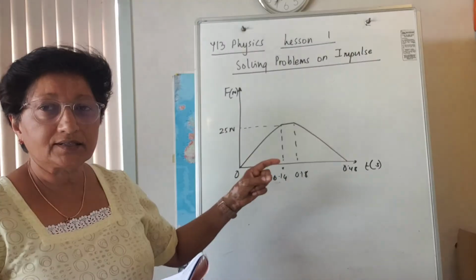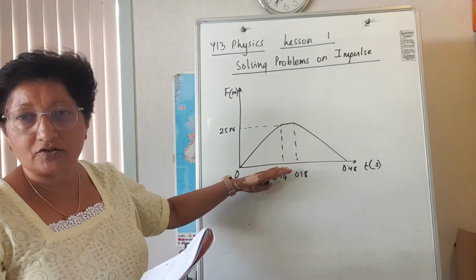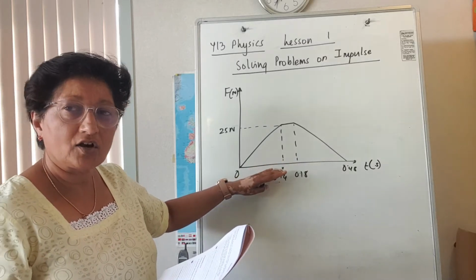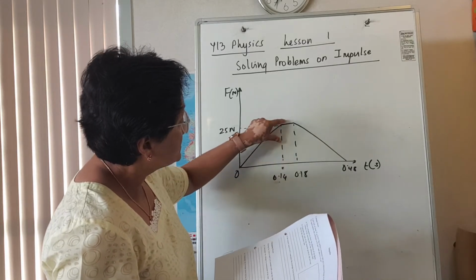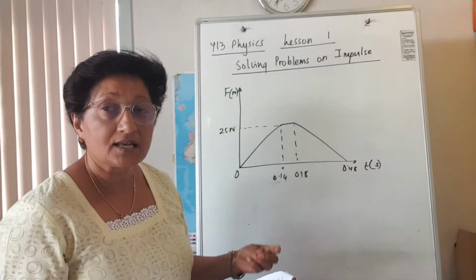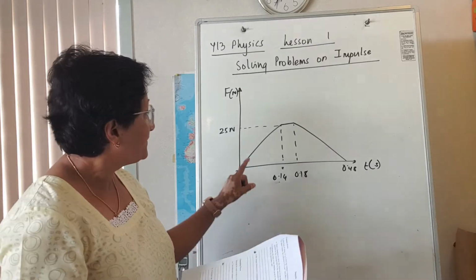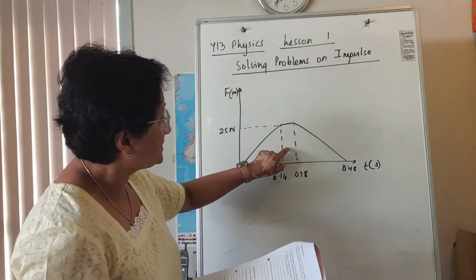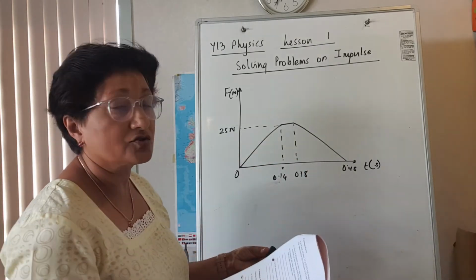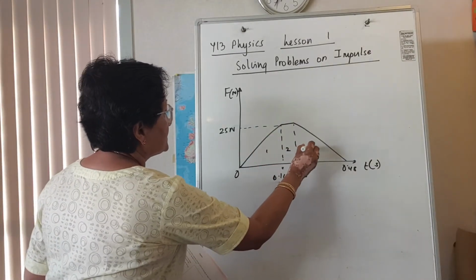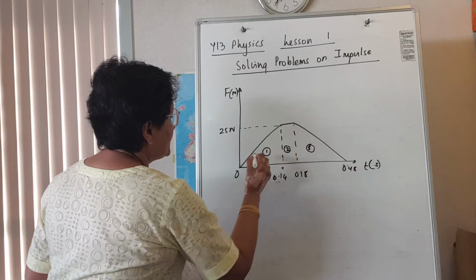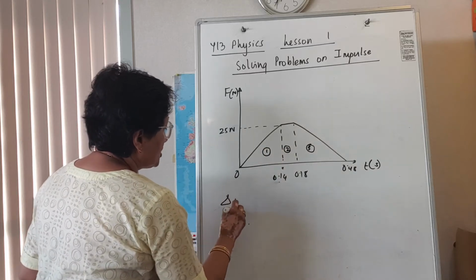So the shape is that of a trapezium. The area of a trapezium is half height times sum of parallel sides. If you can't remember that formula, then you just go triangle, rectangle, triangle. So whichever way you do it, you'll get the same answer. So let's say you do it the long way. Area 1 plus area 2 plus area 3. So that is the change in momentum.